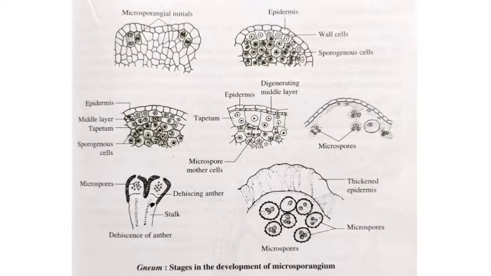Spore mother cells represent the last cells of the sporophytic generation. The middle layer and tapetal layer of the microsporangium disintegrate, providing nutrients for the developing microspores. Haploid microspores or pollen are produced in the microsporangia of the anthers. At maturity, the anthers dehisce by longitudinal slits to release the pollen.